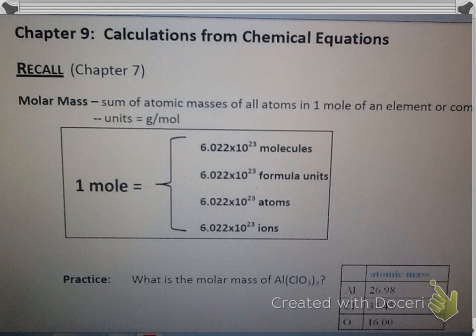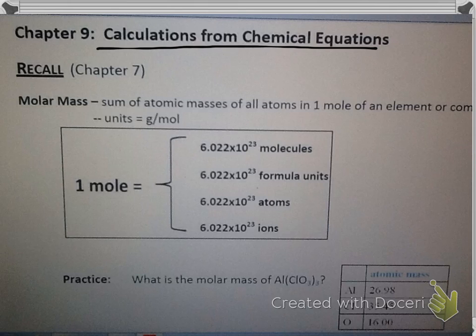Alright, we're in chapter 9 now, and the title of chapter 9, obviously written here, is Calculations from Chemical Equations. What chapter 9 really is, it's a combination of the quantification of chemical compounds that we learned from chapter 7. Remember, we talked about the mole as the central unit of chemistry, and we talked about how to convert quantities of substances in and out of the mole using different conversion factors.